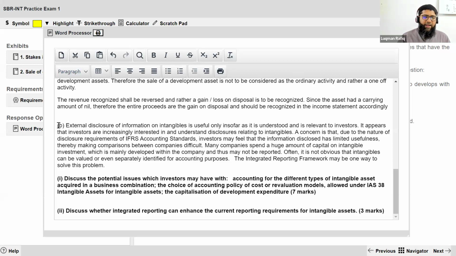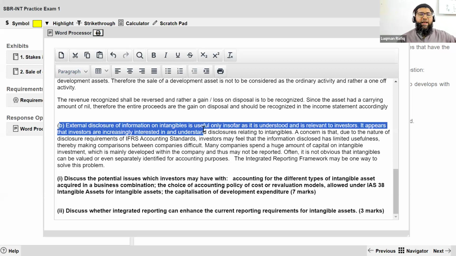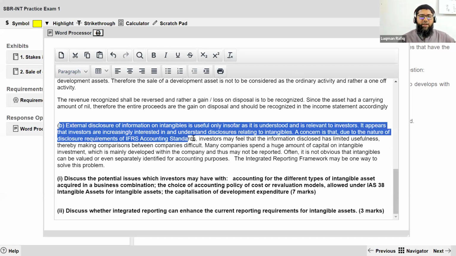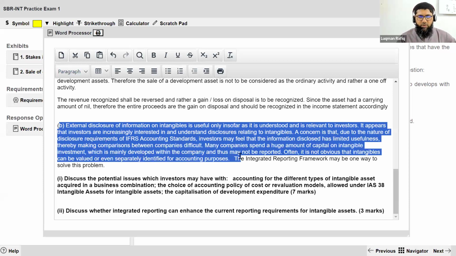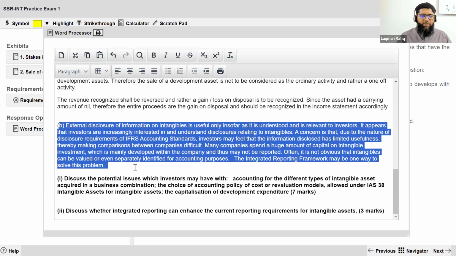Next, we have this part: external disclosure of information on intangibles is useful only insofar as it is understood and is relevant to investors. It appears that investors are increasingly interested in and understand disclosure relating to intangibles. A concern is that due to the nature of the disclosure requirements of IFRS, investors may feel that the information disclosed has limited usefulness. The integrated reporting framework may be one way of solving the problem. Okay, this is what they have mentioned.